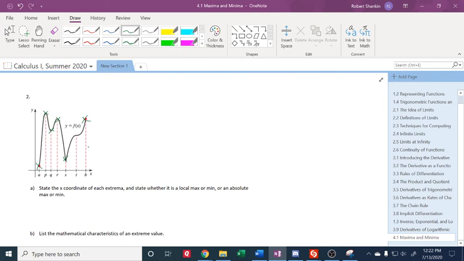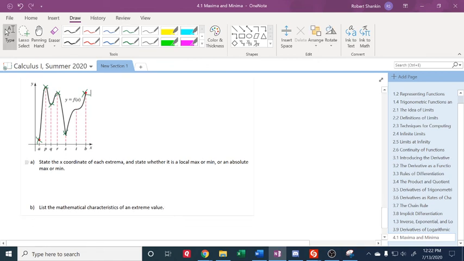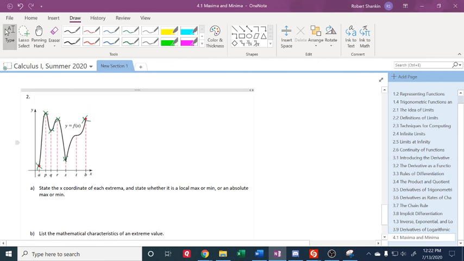We came up with that a mathematical characteristic of extreme values is that they don't have derivatives at those points. Say that again. A mathematical characteristic of extreme values is that they don't have derivatives at those points. They don't have derivatives. Is that right? Yes. They do not have derivatives. Of all the points that we see here, where do you not have a derivative? At the extreme points.